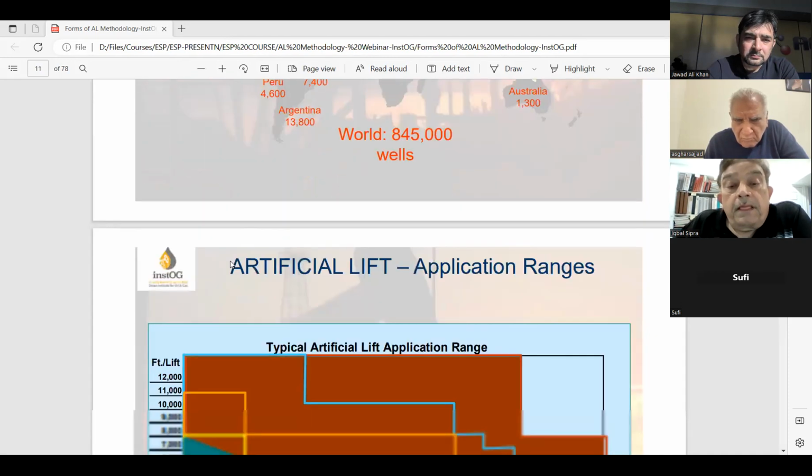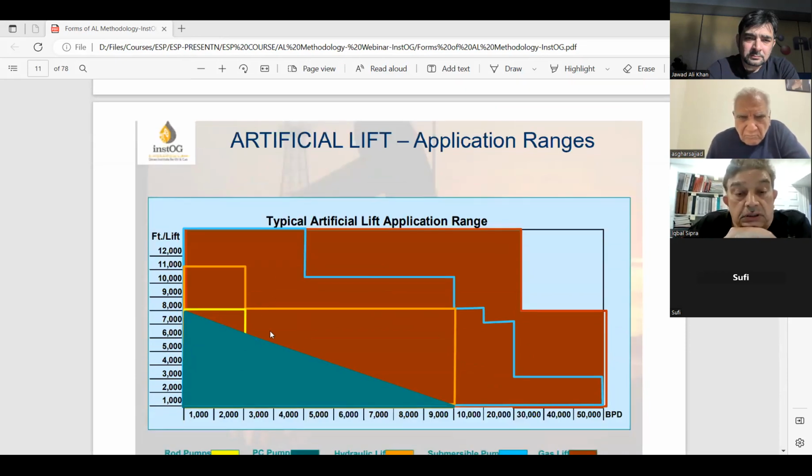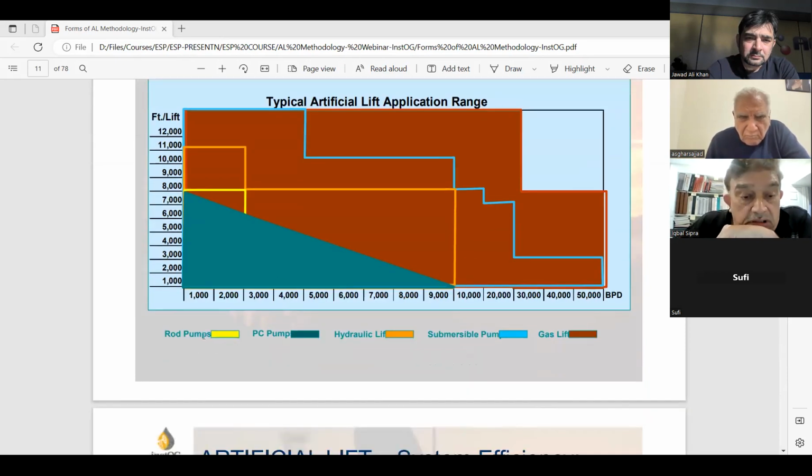These are artificial lift application ranges. First of all, this is the rod pump. You can see the rod pump is yellow, and the yellow line covers up to here. The PC pump covers up to this range, and hydraulic lift covers only this range. The submersible pump covers this one. Gas lift covers the most.